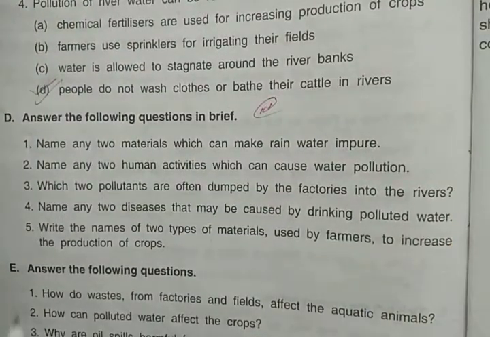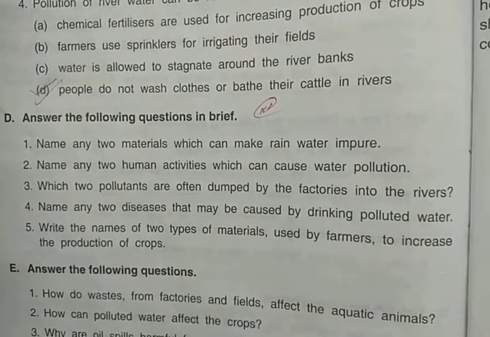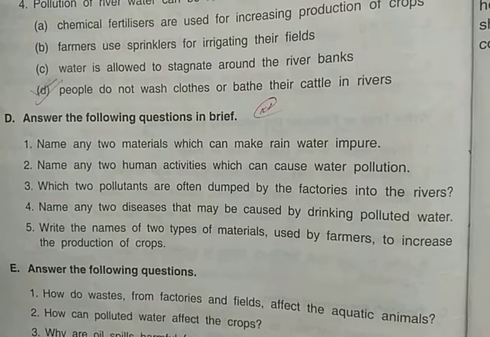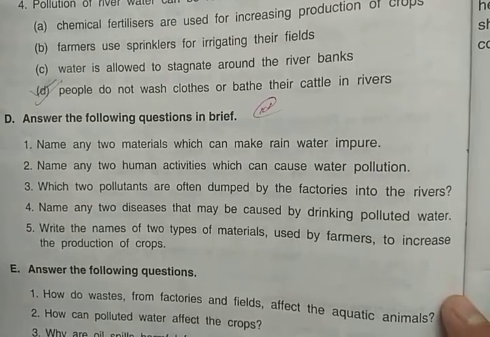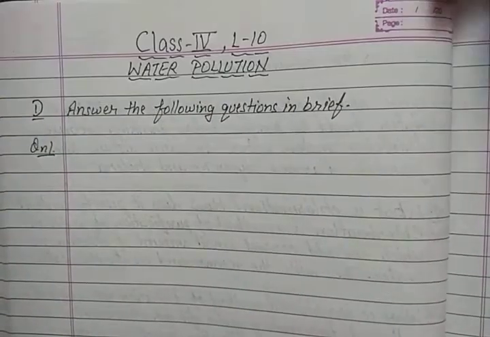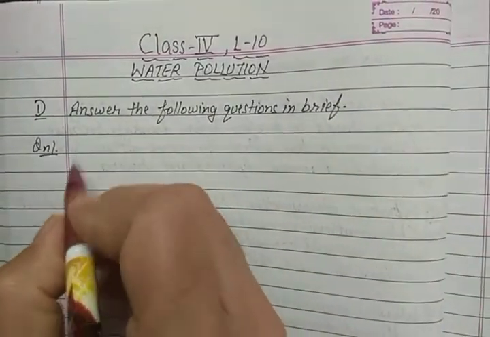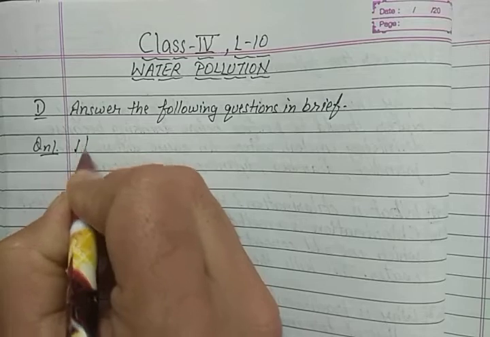Now, D part, answer the following questions in brief. So let us discuss the questions of D part. First is, name any two materials which can make river water impure.